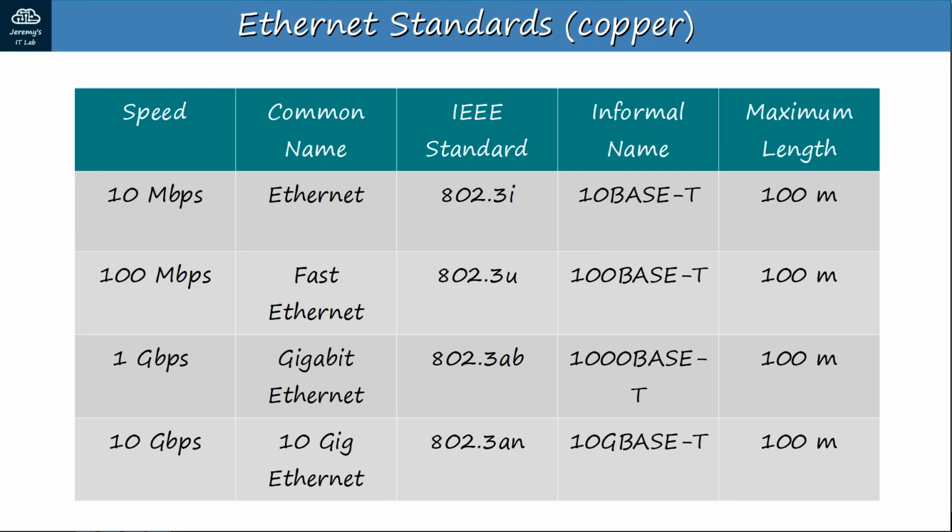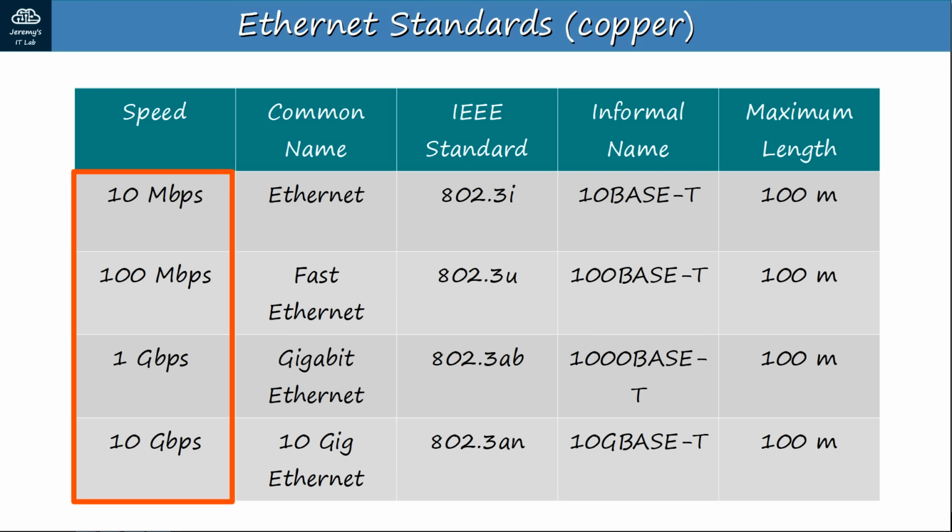So, here's a table of some IEEE standards for copper Ethernet cables. We'll also take a look at fiber-optic cables later in this lesson, but I decided to split them up. We have one for each of the common network cable speeds: 10 megabits per second, 100 megabits per second, 1 gigabit per second, and 10 gigabits per second.